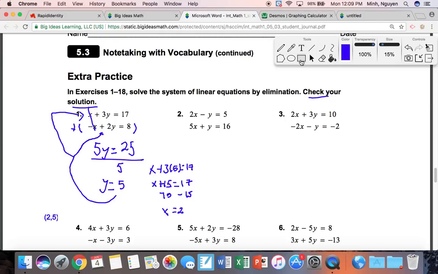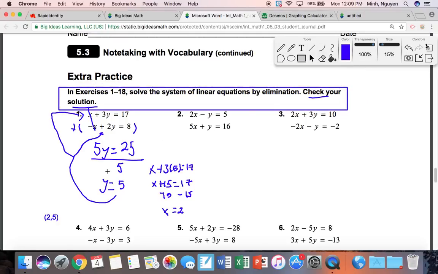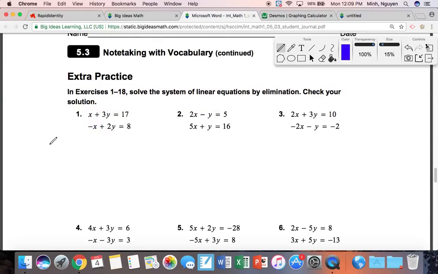You have to check your solution. Does it have to work for just one or both? It has to work for both. So plug in 2 and 5, make sure it works. 2 plus 15 equals 17. Boom. Negative 2 plus 10 equals 8. Boom. Remember, our solution is 2 and 5. Or 2, 5 rather. Next one.